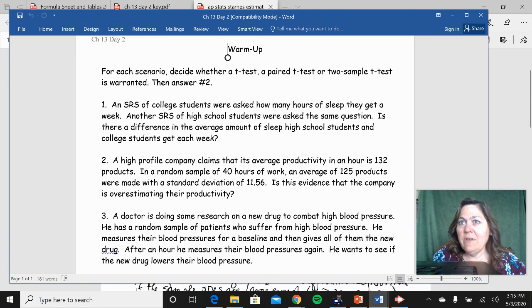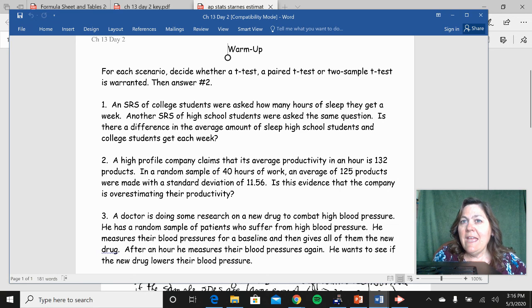Okay, the second one is a high-profile company claims that its average productivity in an hour is 132 products. So in a random sample of 40 hours of work, on average, 125 products were made with that standard deviation. Now, what t-test would you run on that one? And then the third one, the doctor is doing, let's see, what it says is there's evidence that the company is overestimating their productivity.